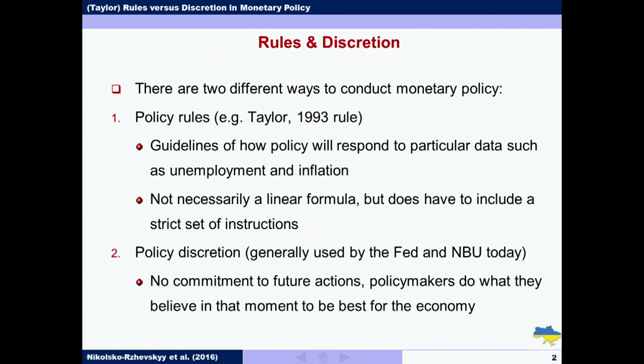Policy rule doesn't necessarily mean that it has to be a linear function, such as the Taylor rule, but it has to be a strict set of guidelines. Say inflation goes up, the interest rate goes up by more than the rise in inflation. Complete opposite to rules is discretion. And as of today, discretion is used by the Fed, discretion is used largely by the National Bank of Ukraine. What's discretion? Discretion makes absolutely no commitment to future policy actions, and policymakers at each point in time, they simply do what they think is best at that particular situation.